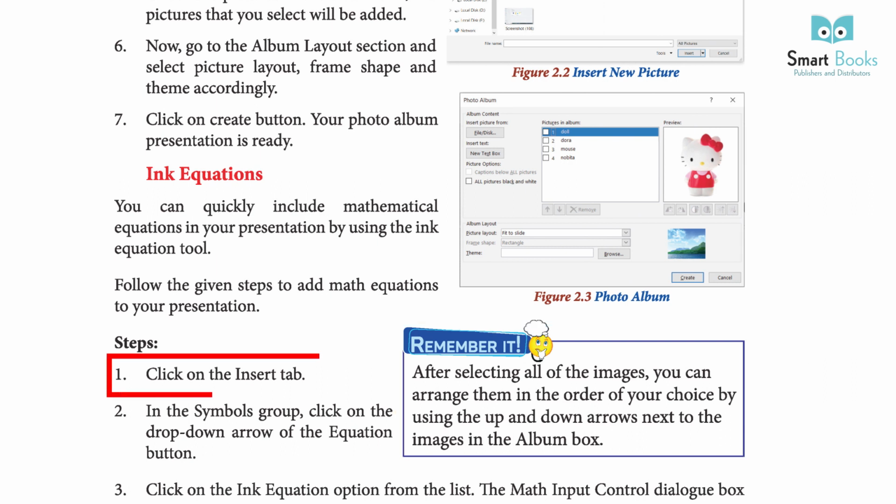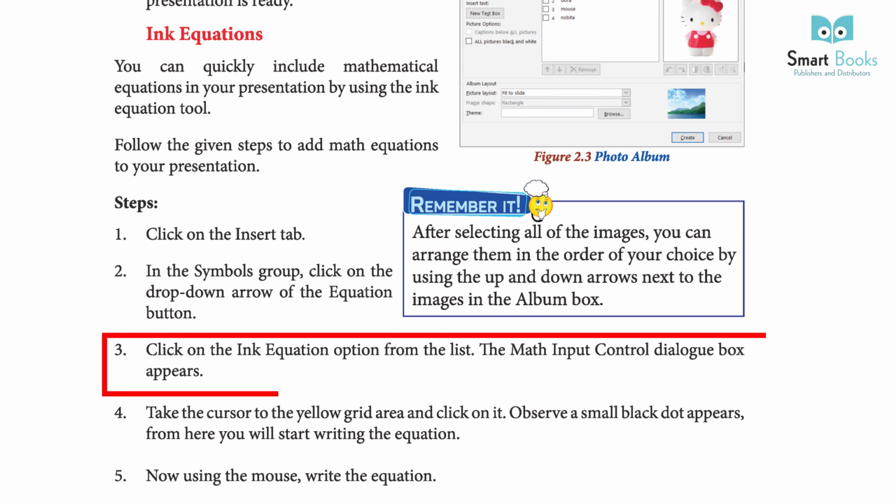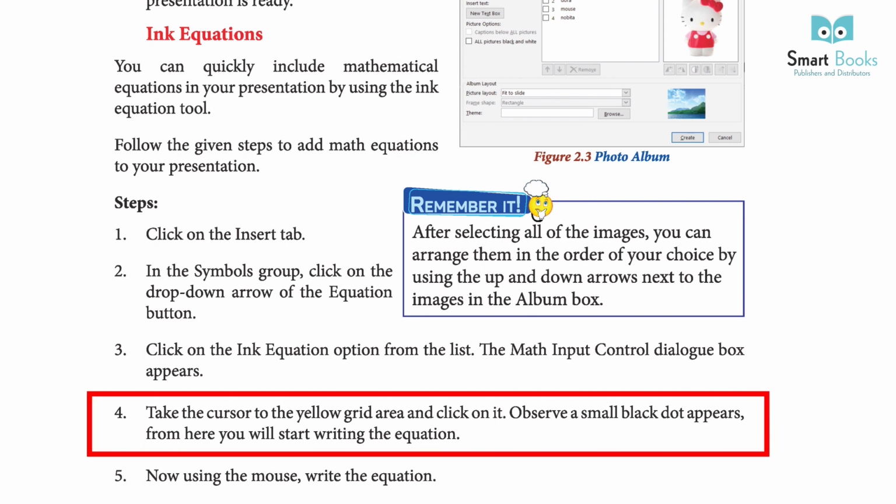1. Click on the Insert tab. 2. In the Symbols group, click on the drop-down arrow of the Equation button. 3. Click on the Ink Equation option from the list. The Math Input Control dialog box appears. 4. Take the cursor to the yellow grid area and click on it.